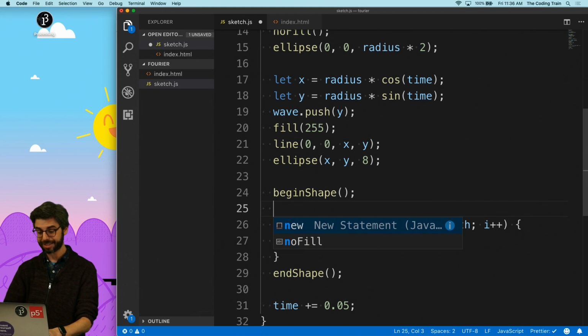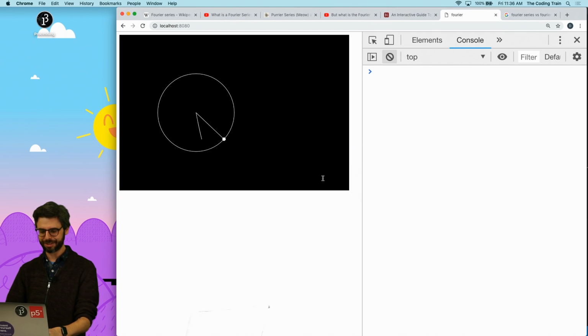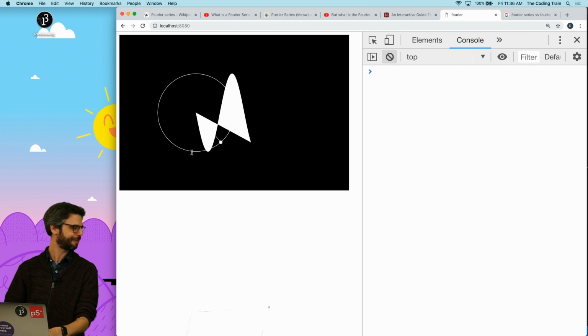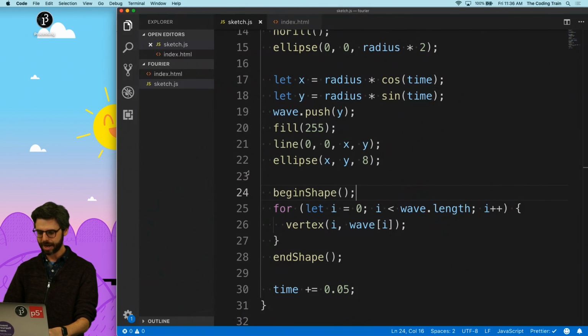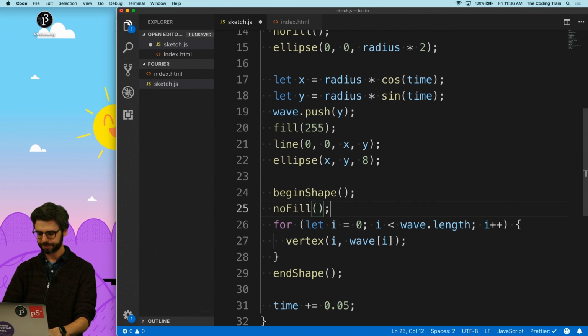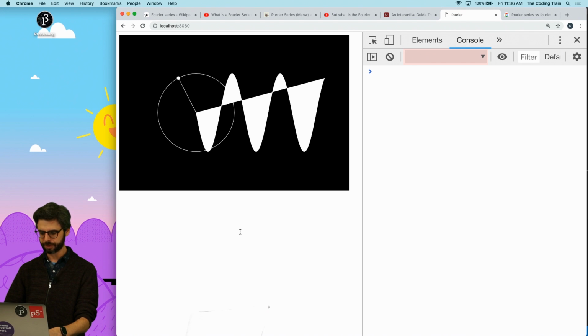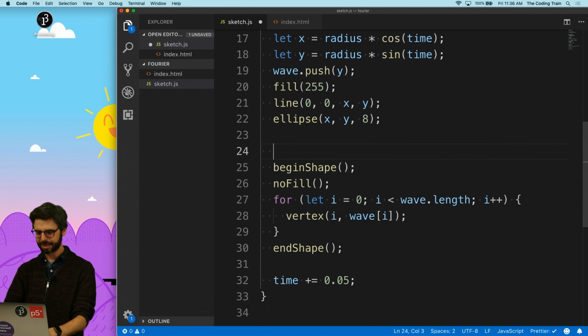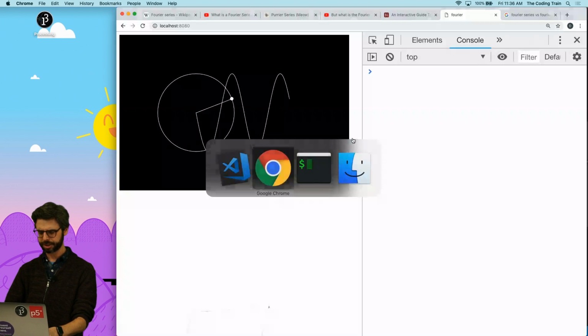I'm going to leave the fill in there for a second because it's kind of cool. That's actually trying to fill in the shape, which is a nice pattern. But I'm going to just say no fill. I'm going to do this, refresh the page. And then also, why not translate, just to translate this a little bit over, like 200 pixels.